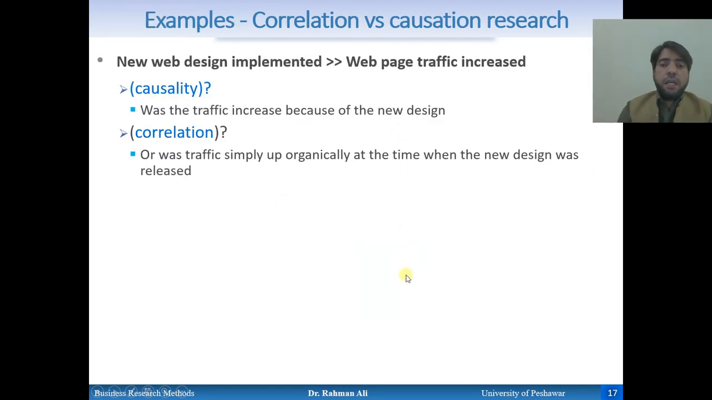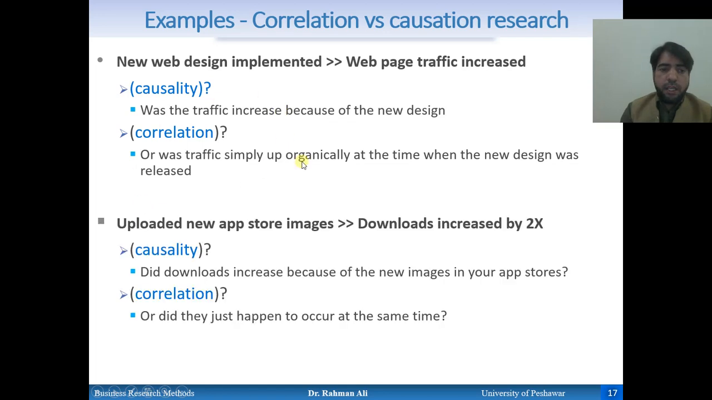There are some other examples as well. You can see from here that if a new web design is implemented, then the web page traffic will increase. So you have to look into the scenario, what is causality in this case and what is correlation. If you have implemented a good interface design of your website, then people will come more. So you have to investigate it.